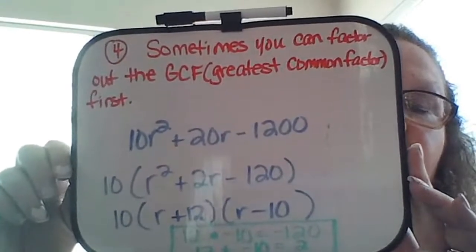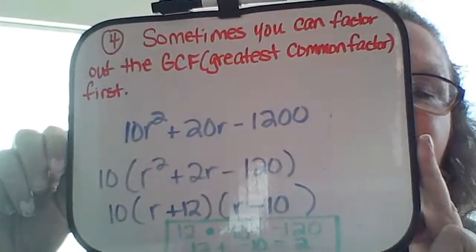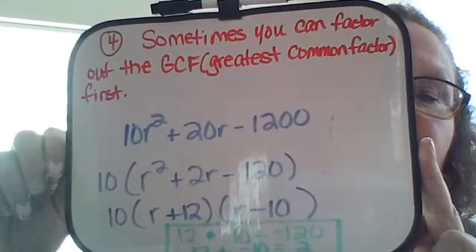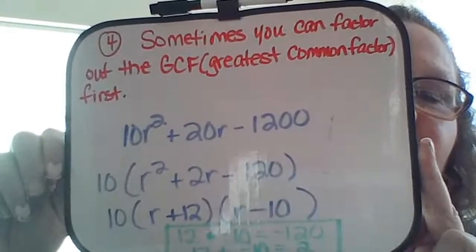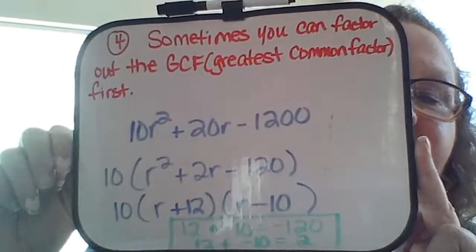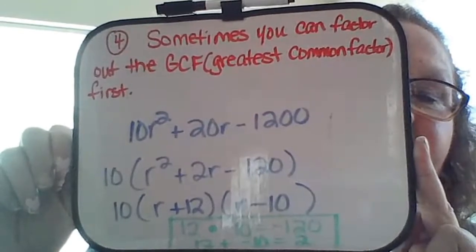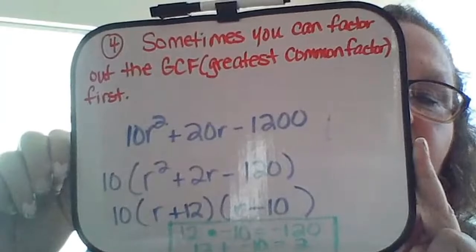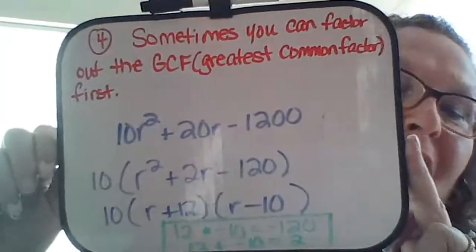So then I just bring my 10 down, and I'm going to do what I've now done in the previous three examples. I think of two numbers that when multiplied together will give me negative 120, and added together will give me positive 2. In this case, if we multiply positive 12 times negative 10, that gives us negative 120. And if we add positive 12 to negative 10, that gives us the positive 2, that's our middle term.